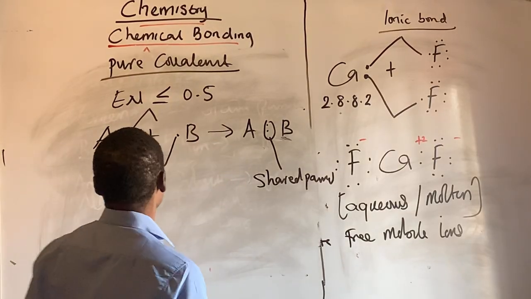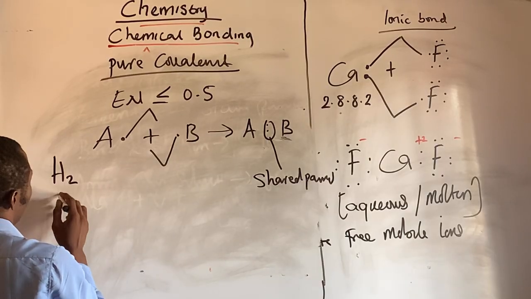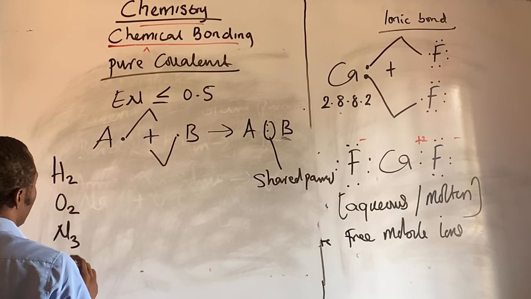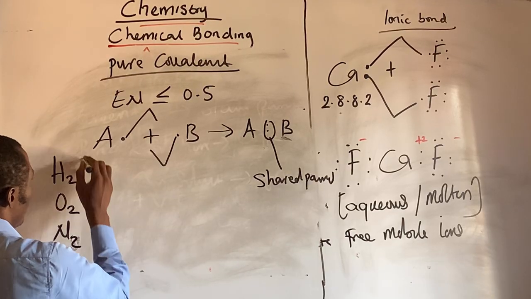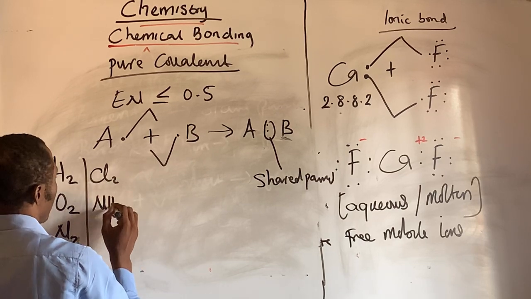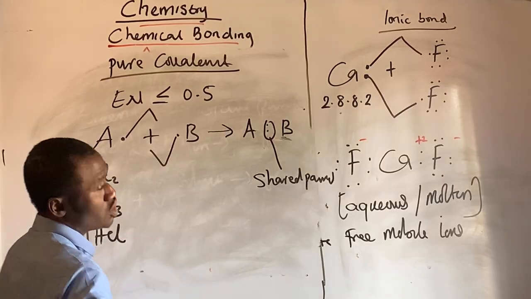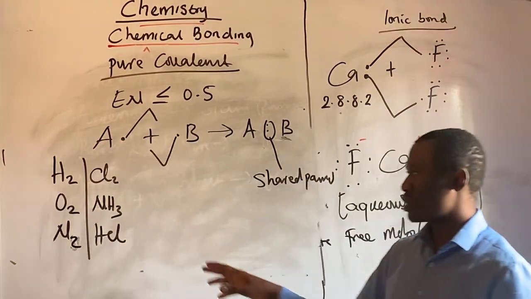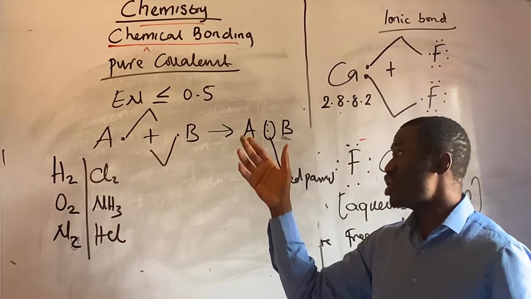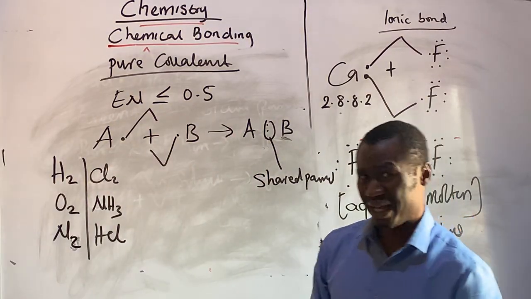Now, we have elements, let me list them down. We can have hydrogen, oxygen, nitrogen, chlorine, ammonia, HCl, and a lot of those. The bond that exists in all these is known as pure covalent bond. Let's pick one or two of those to see what is happening in them.